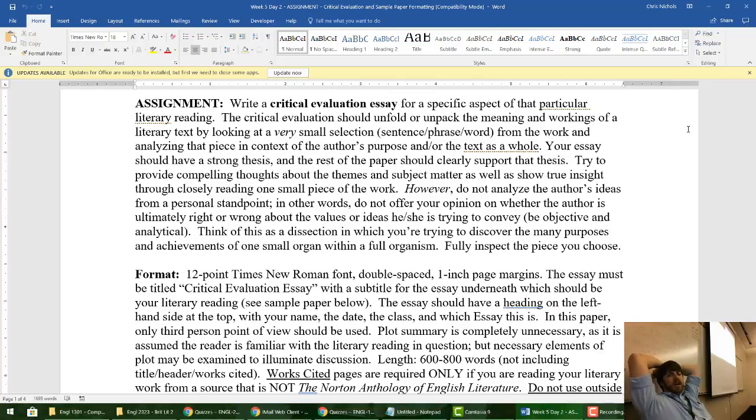However, do not analyze the author's ideas from a personal standpoint. In other words, don't offer your opinion on whether the author is ultimately right or wrong about the values or ideas he or she is trying to convey. So this time you've got to be objective and analytical. You need to think of this as a dissection in which you're trying to discover the many purposes and achievements of one small organ within a full organism, and fully inspect the piece you choose. When I say a dissection, yes?